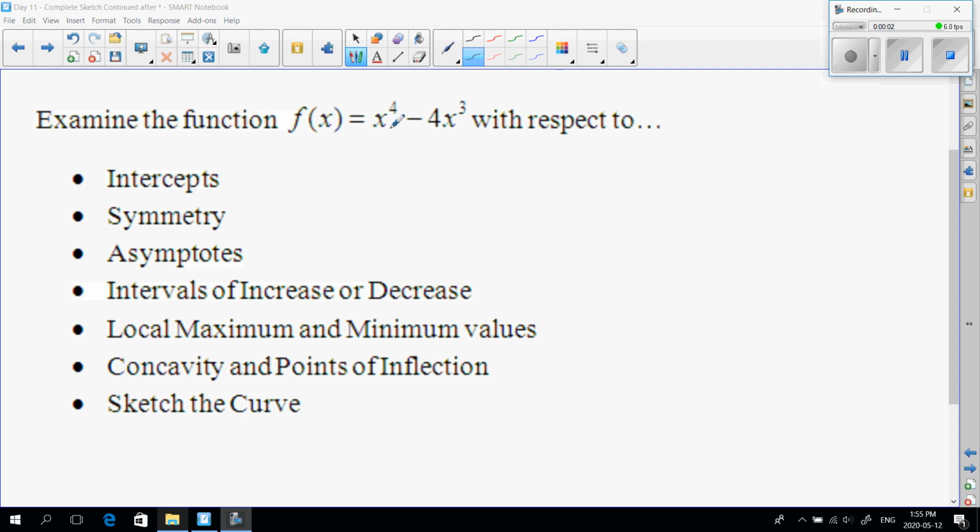Okay, this video is going to show us how to use calculus to make a complete sketch of the curve f of x equals x to the fourth minus 4x cubed. And this is an example of a polynomial function. I will post another video on how to do a rational function. So this one is for polynomial functions. It could be a cubic function, a fourth degree, a fifth degree.